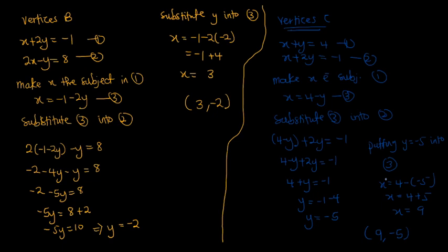So if we have the equation of a line, for instance we have line A, line B, line C, and they intersect at a particular point, you just solve the two equations simultaneously and then you find the point where they intersect.